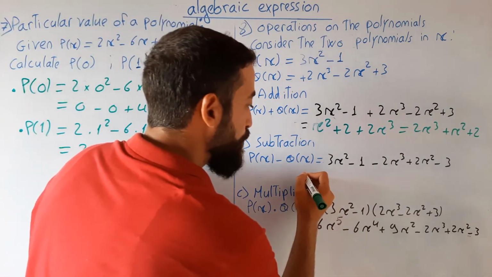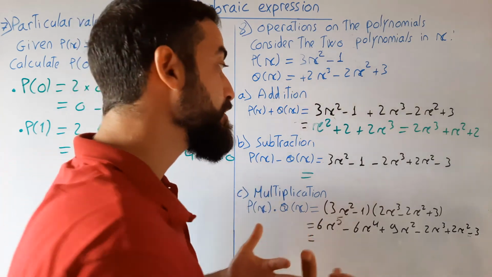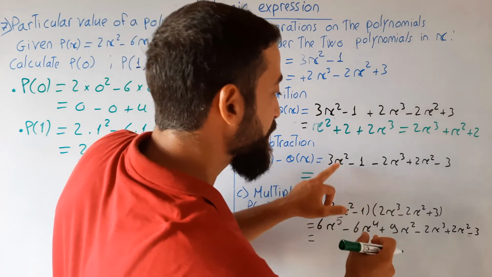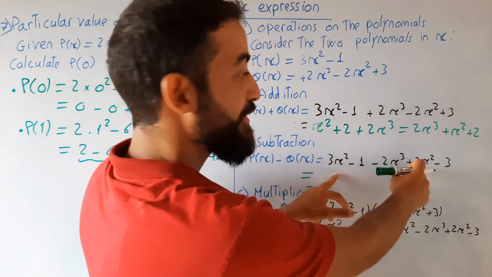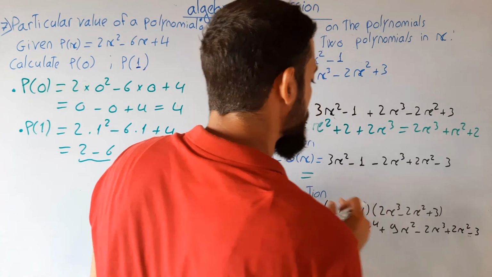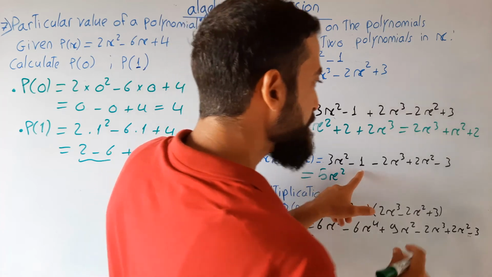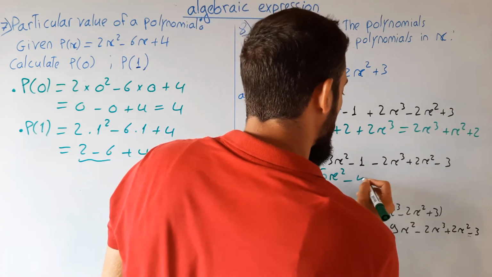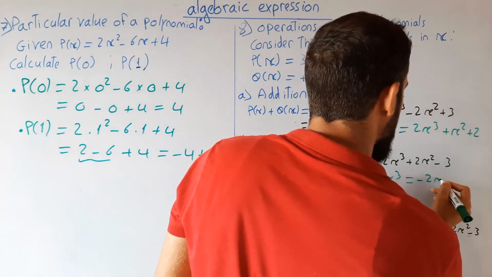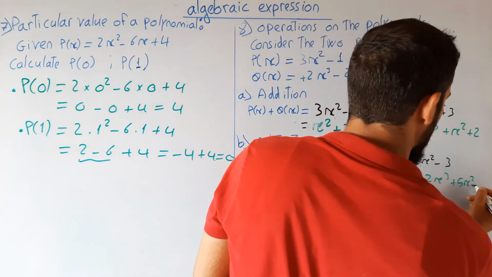We reduce, if possible, the like terms. The similar monomials 3x^2 and 2x^2 are similar because they have the same literal part, x^2. So calculate 3x^2 plus 2x^2 equals 5x^2. Minus 1 minus 3 equals minus 4. So equals minus 2x^3 plus 5x^2 minus 4.